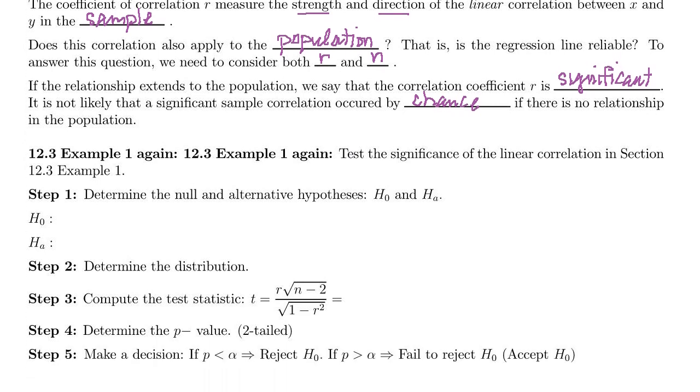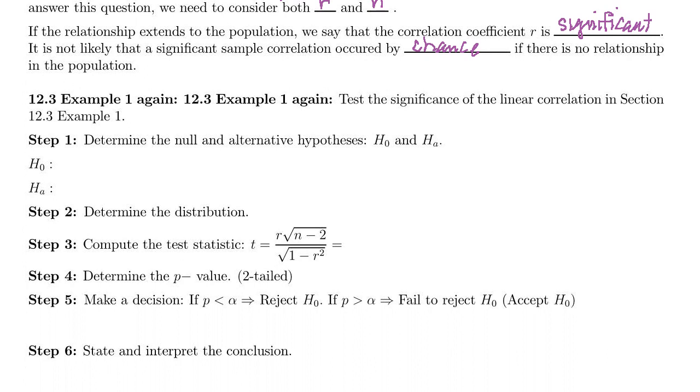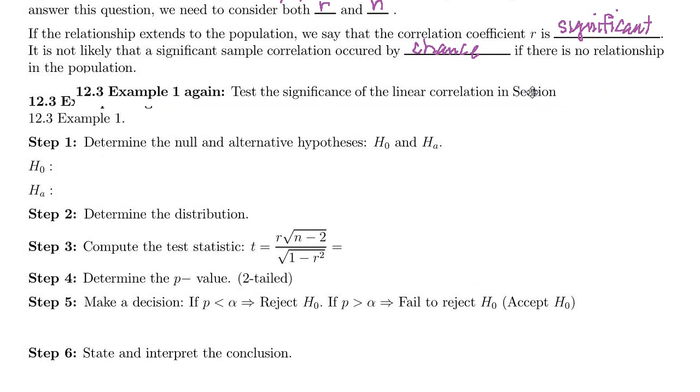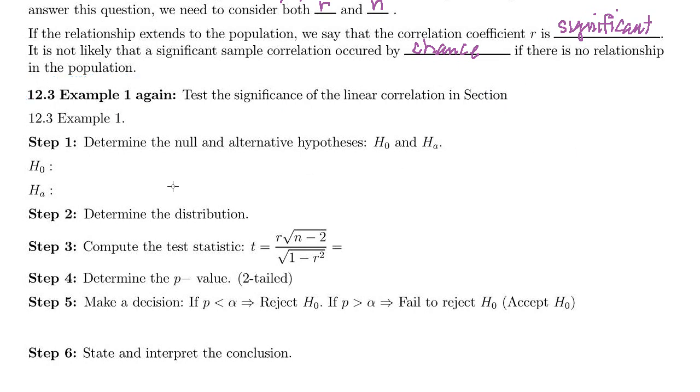So we're going to use our familiar steps with hypothesis testing like we did before. So we're going to look at example 12.3, example 1 again, going back to our Netflix example. For 12.3 example 1, step 1, determine our null and alternative hypotheses, H0 and HA. So H0 here is going to be that there's no relationship in the population. HA is going to be that there is a relationship in the population.